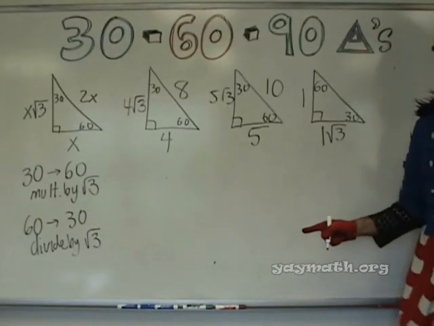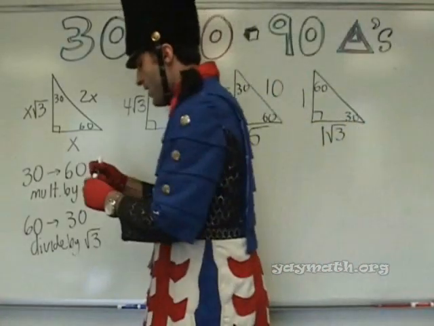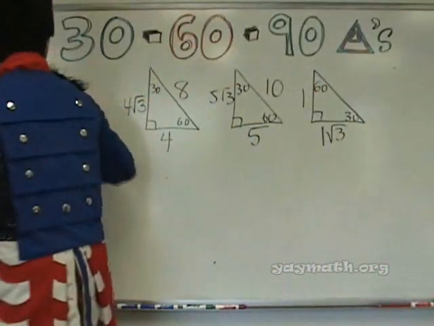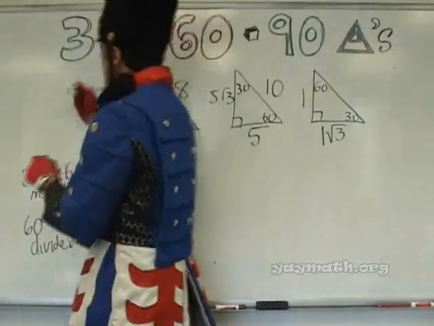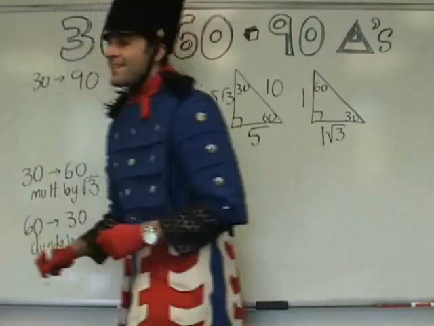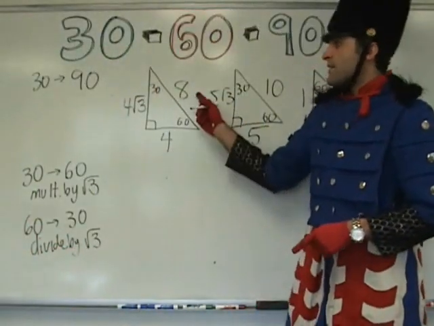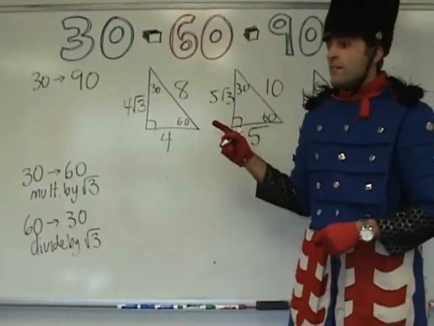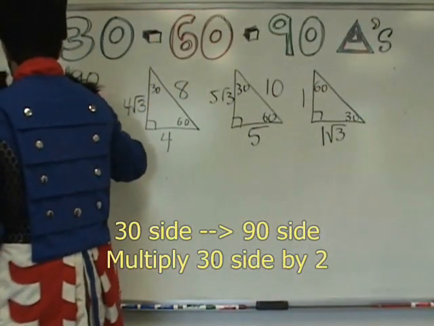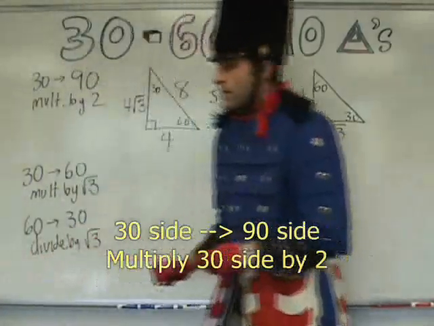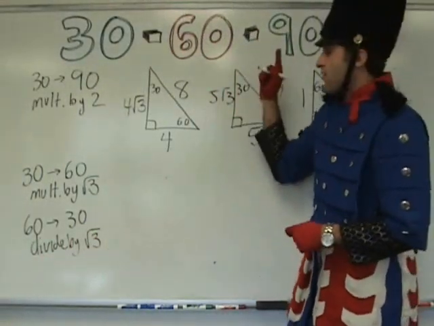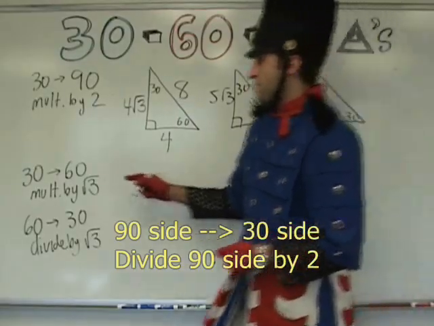Okay, and now, let's put other rules in here. And I want to get rid of this now. How do you go from 30 to 90? 30 side to 90 side. What do you do? Multiply by 2. Very good. And then the last rule for the day. How do you go from 90 to 30? Divide by 2. Very good.